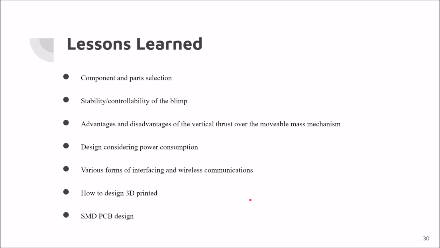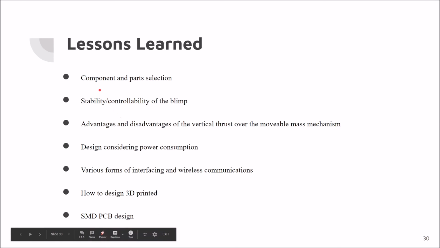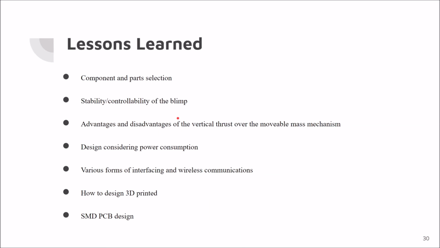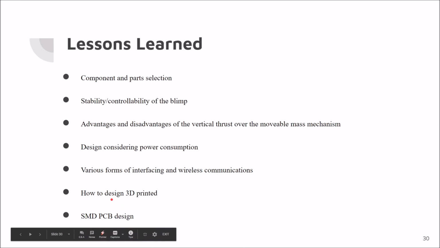In this slide, we are showing the lessons that we learned. We have learned about component and part selection, stability and controllability of our blimp, advantages and disadvantages of vertical thrust over movable mass, and design considerations of power consumption. Also, we learned about the various forms of interfacing and wire communication, and we learned about the design of 3D printed parts. Also, we learned about SMD, which is surface mount device, for the PCB design.